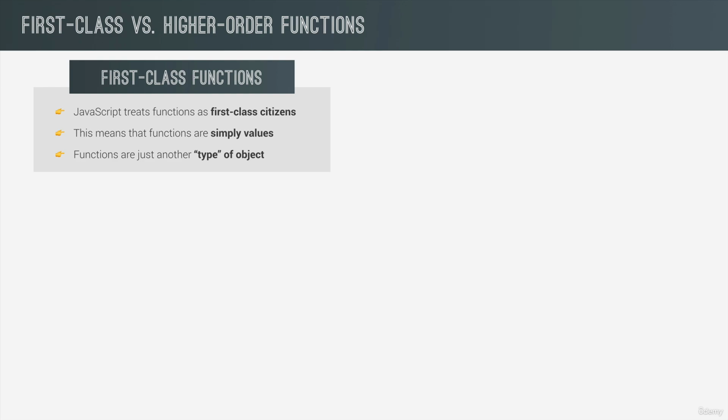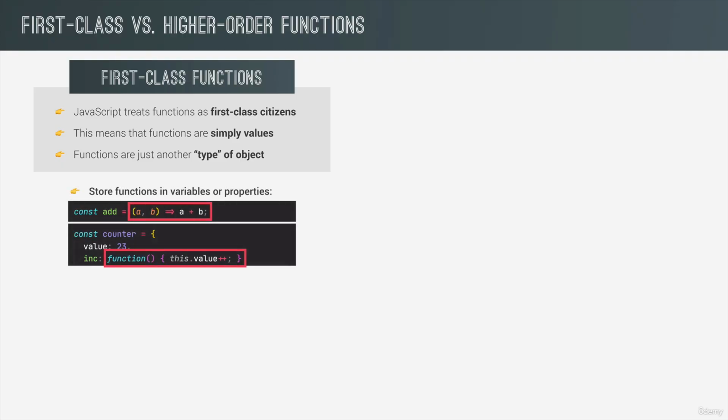And since functions are values, there is a bunch of interesting things that we can do with them, like storing them in variables or object properties. And that, of course, we already did a couple of times before. So the function values here are marked in red, and then you see we create a function expression in the first example and an object method in the second example. So the value in the red rectangle is the function value itself that we can store wherever we like.